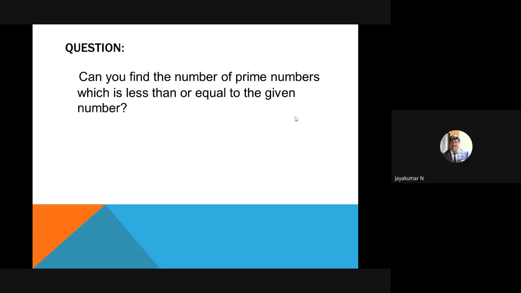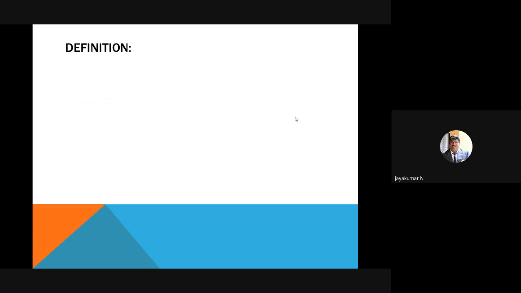Okay, my next question: can you find the number of primes which are less than or equal to the given number? See, in the previous problem, whether the given number is prime or not, we can easily check it and give the answer. But in this question, please listen: can you find the number of primes which are less than or equal to the given number? Suppose I give 1,000. Find the number of primes less than or equal to 1,000. Is it possible? Or is there any technique? The answer is obviously yes. That is nothing but the next theorem.